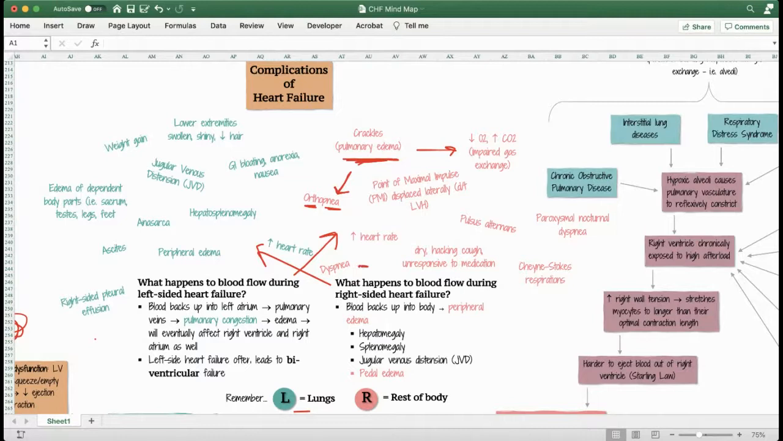Dyspnea, trouble breathing. This dry hacking cough is often one of the first signs that somebody's developing left-sided heart failure. They'll come in and think it's a cold. Oh, I've had this cold for weeks and now I'm having a hard time breathing. And we think, oh, maybe they have pneumonia. And a lot of times it does turn out to be left-sided heart failure. The difference is it's a dry, non-productive cough. You're not producing any sputum. And it's not responding to medication because it's not a cold. It's not an infection, right?